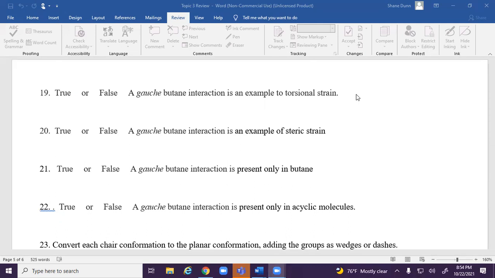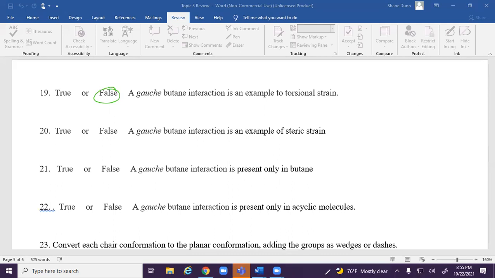Gauche, right? Molecules are interacting with each other. The electron clouds are, right? That's an example of not torsional strain, but steric strain. So this is false. You can use torsional strain to relieve the steric strain, but it's not what causes Gauche to have energy. Gauche only has energy because of torsional strain, right?